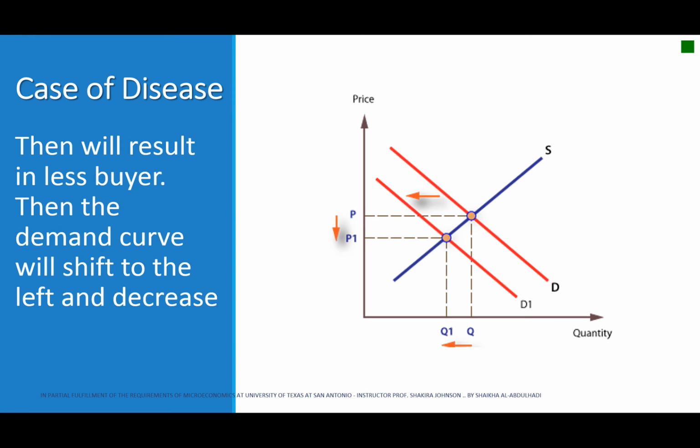Let's start with the case of buyers that are affected by diseases. In this case, if there was a new disease in bananas that will affect the buyers, then it will result in fewer buyers, then the demand curve will shift to the left and decrease.